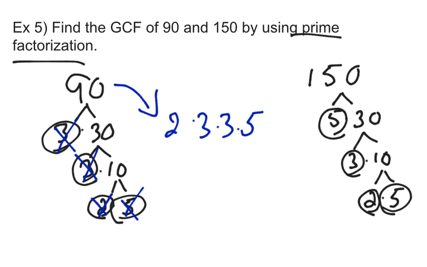And again, we're going to write down least to greatest what we have here. So I have a 2. I have a 3. Everything that's circled. And I have 2 5s. So times 5 times 5.